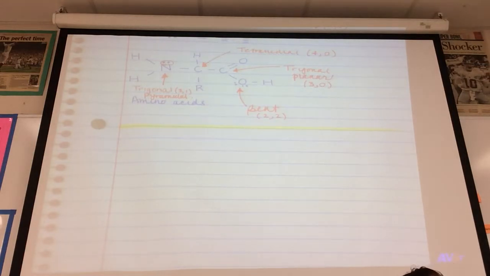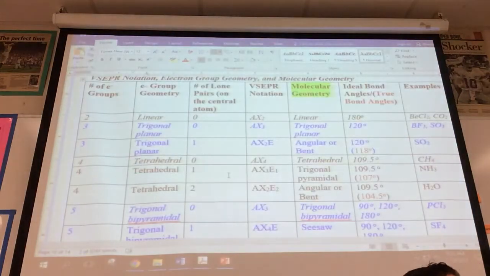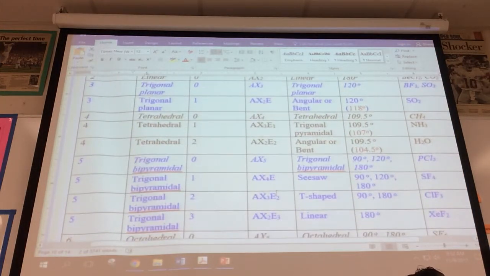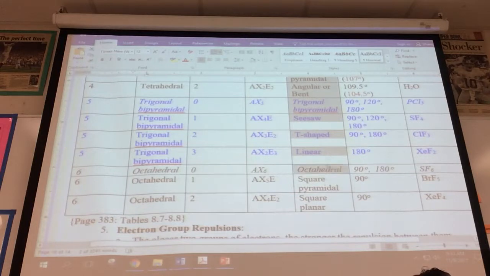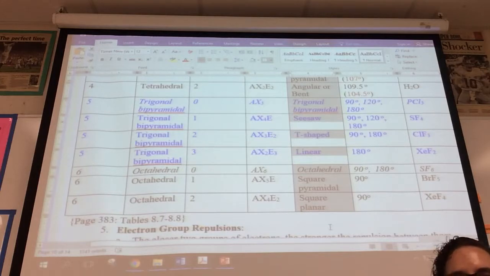Alrighty. We are going to get into these shapes: linear, trigonal planar, bent, tetrahedral, trigonal pyramidal, trigonal bipyramidal, seesaw, T-shaped, linear, octahedral, square pyramidal, and square planar.